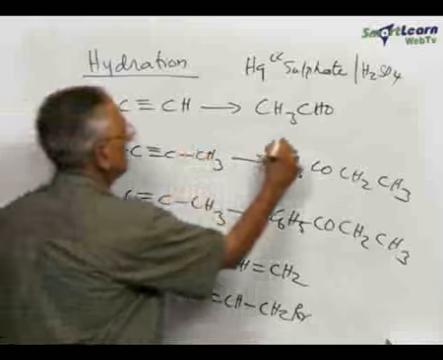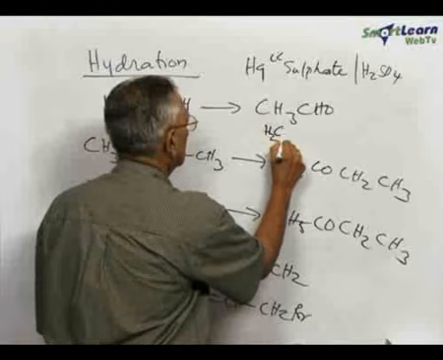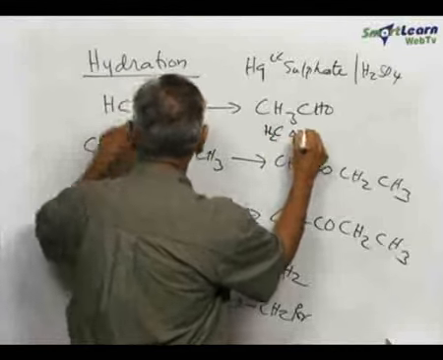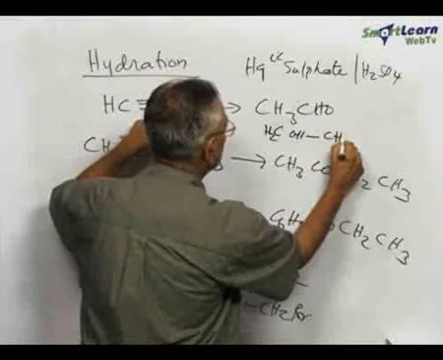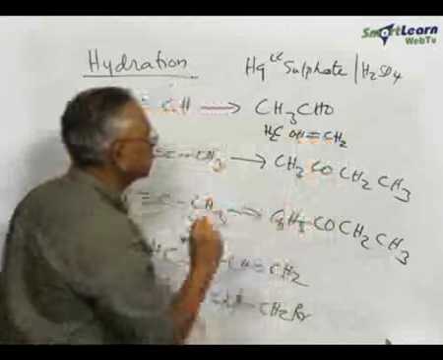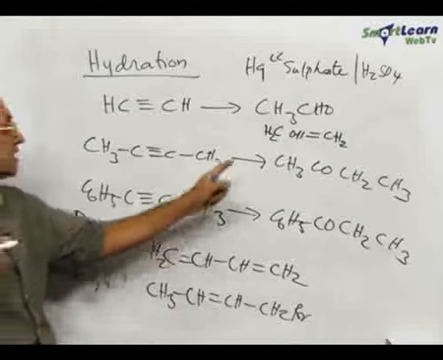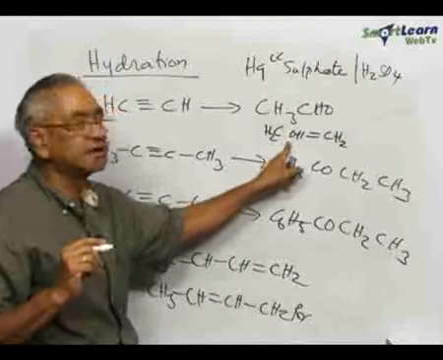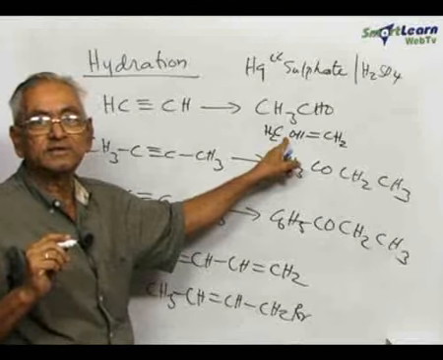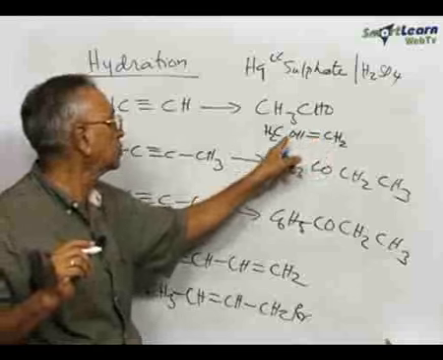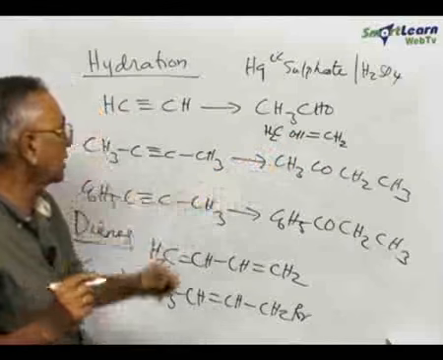CH2OH will be produced, OH will be added to this, and then this CH2 will be added, giving rise to a double bond. That is CH2 double bond CHOH. Actually, in other words, this is an enol. This is a vinyl alcohol, CH2 double bond CHOH.